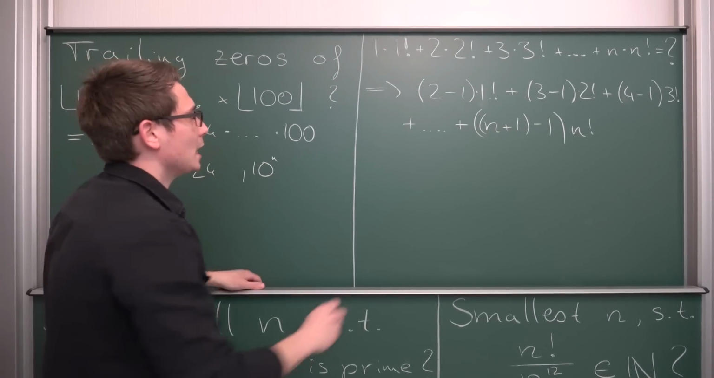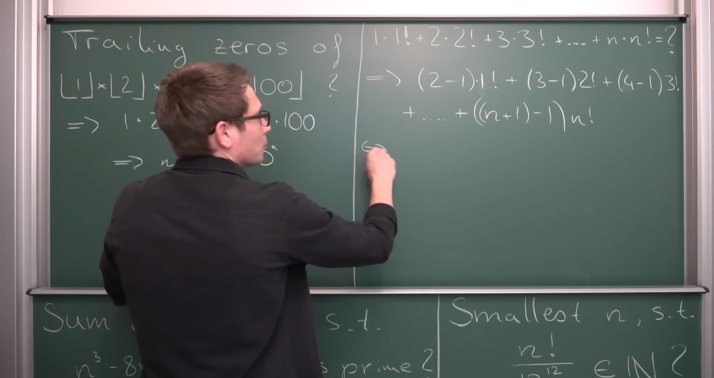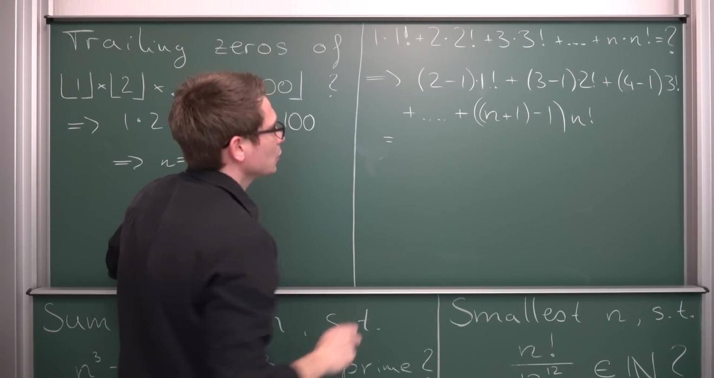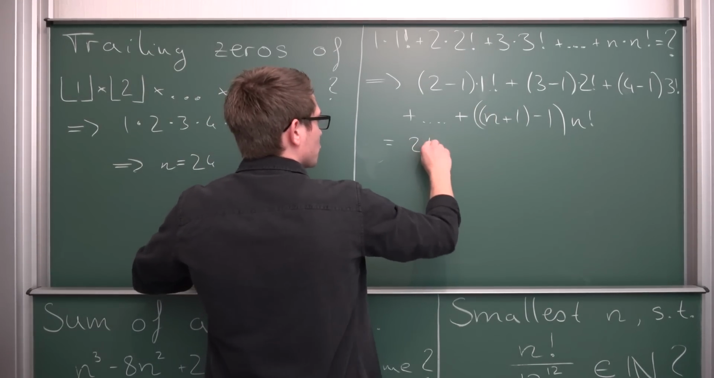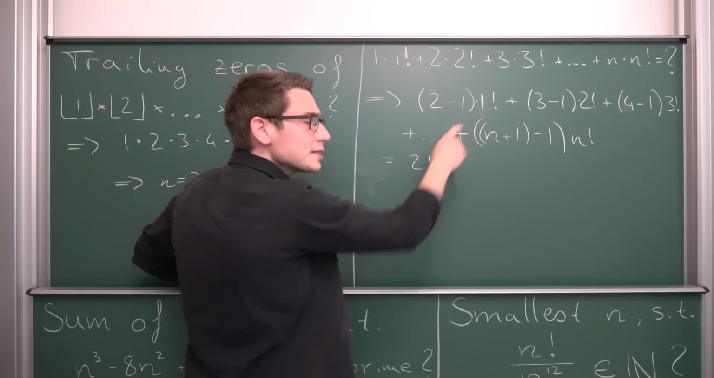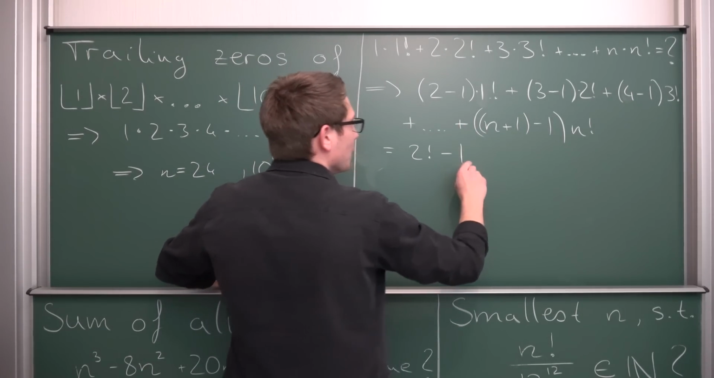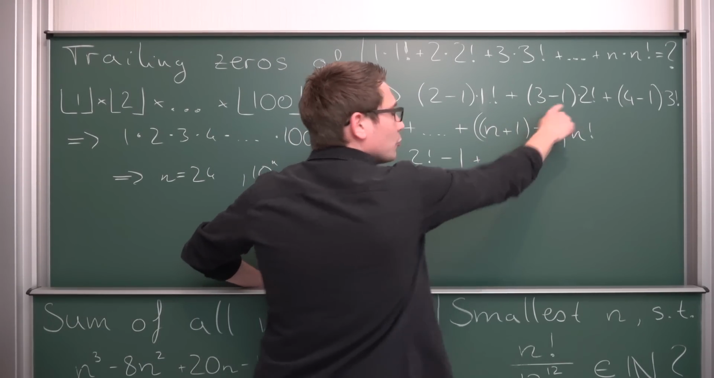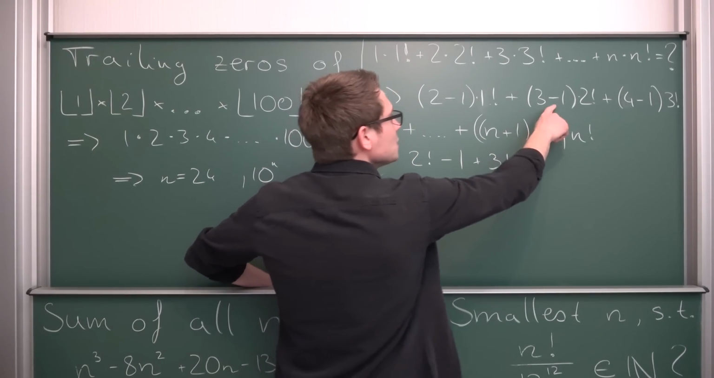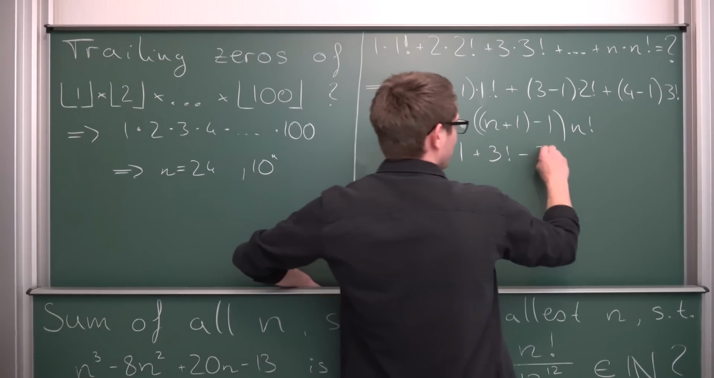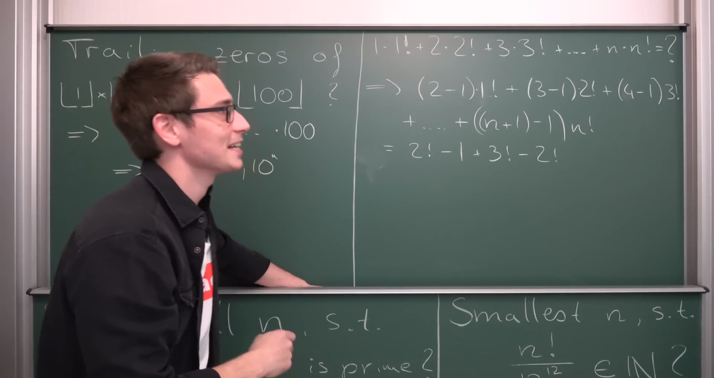If we were to multiply everything out, what we are going to get in the process is, just putting an equal sign here, it's going to give us, okay, 2 times 1 factorial is going to give us 2 factorial, minus 1 times 1 factorial is going to give us 1. And then we are going to get plus 3 times 2 factorial is 3 factorial, minus 2 factorial simply. And this is so cool, this is just a telescoping sum.